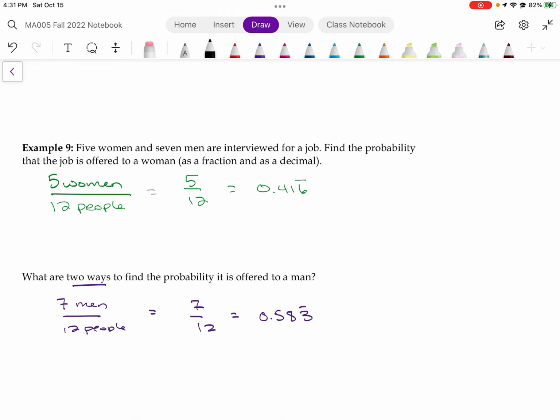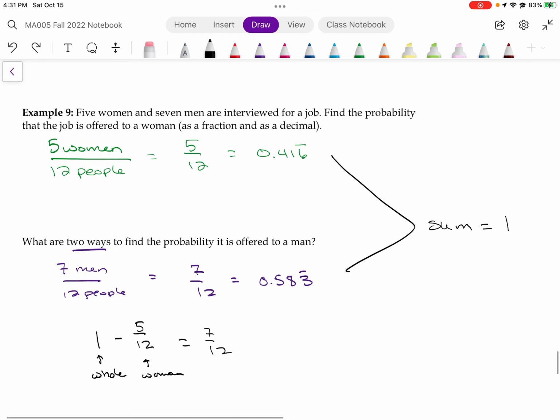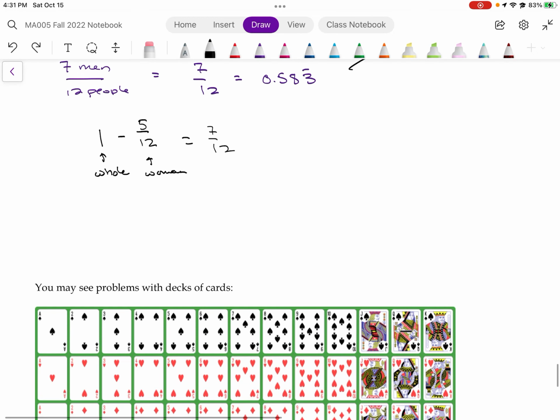Now what I want you to notice here is that the sum of these is 1. The sum is always 1. When you take the probabilities of everything and put them all together, add them up, it's 1. So the other way to find the probability it was offered to a man is to say 1 minus 5/12, the women. So this is the chance that it's a woman, and this is the whole, right? So you would get 7/12. Or you could subtract 0.41666 from 1 and get the decimal. Either way.